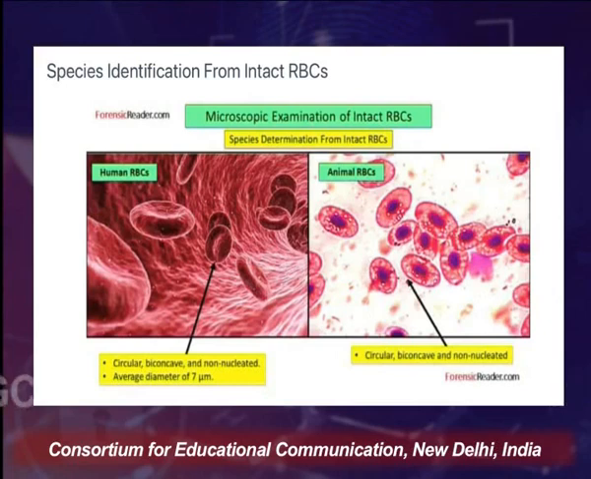So firstly, we have to look whether the substance is blood or not. We can look under the microscope and see, yes, the RBCs are present, but intact RBCs are present only for certain hours. The RBCs of humans and animals are different. On that basis, we can clearly identify that this substance is blood and whether this is human blood or an animal blood. After this confirmation, we go to the next part.